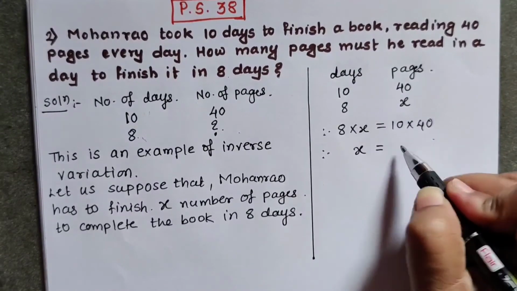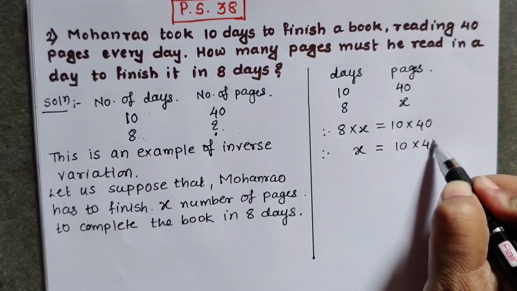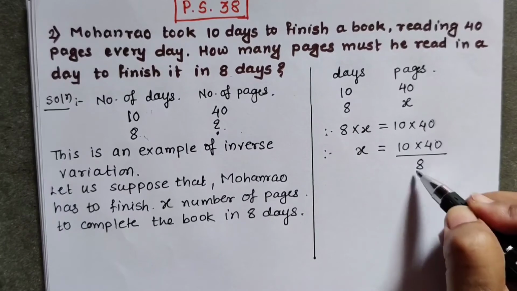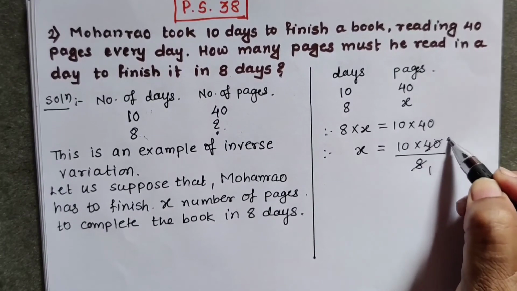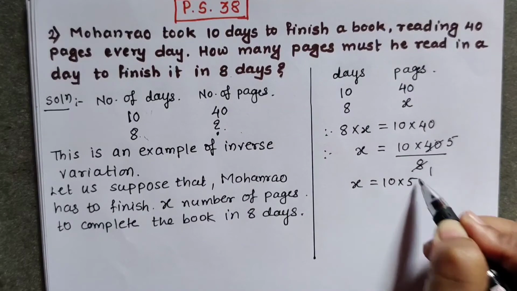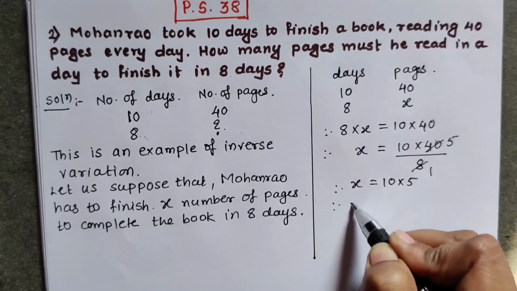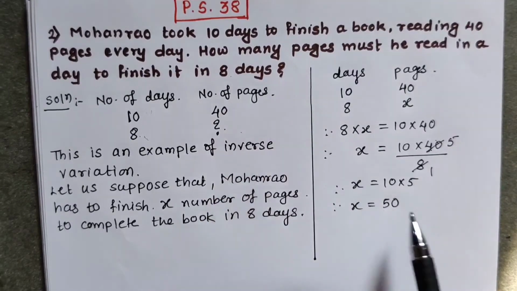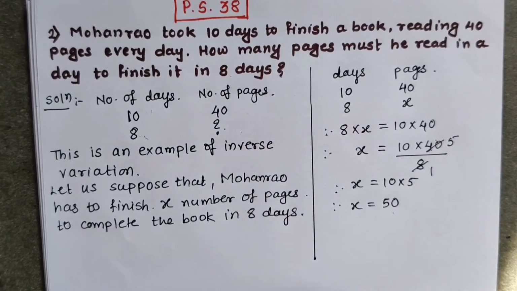X as it is, we have to write 10 multiplied by 40 upon 8. Now we can cancel this 40 by 8. 8 ones are 8 and 8 fives are 40. What we are getting? 10 multiplied by 5, and 10 fives are 50. So to complete his book in 8 days, he has to read 50 pages every day.